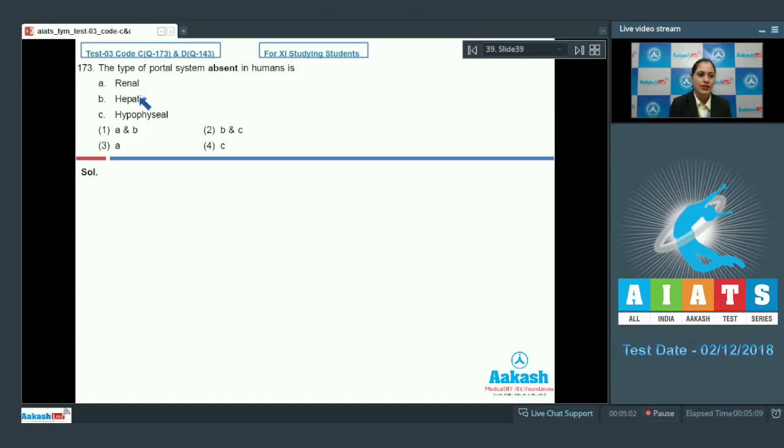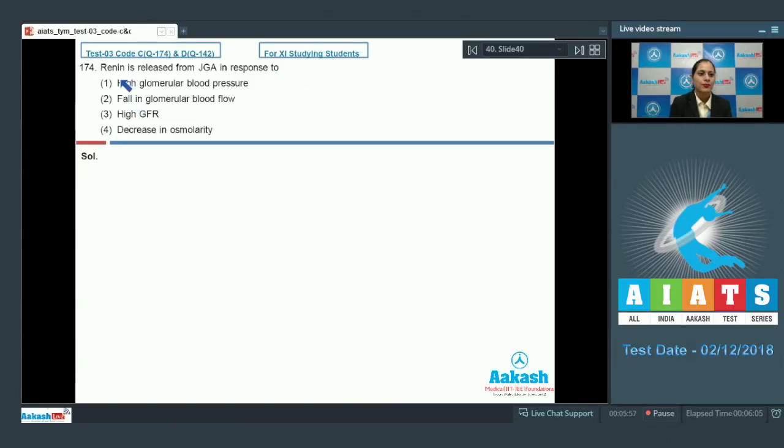Question number 173. The type of portal system absent in humans is, and this is a direct question because we know in humans the renal portal system is absent. On the other hand, the hepatic portal system and the hypophyseal portal system are well developed. These two are well developed. So the correct answer would be option number 3, because the renal portal system is absent in humans. Let's proceed to the next question.